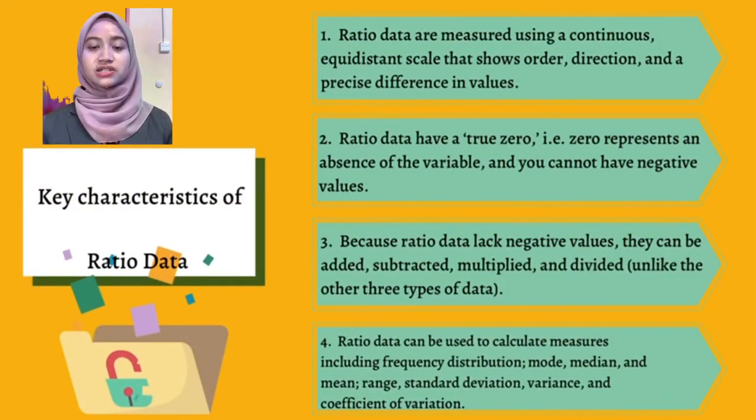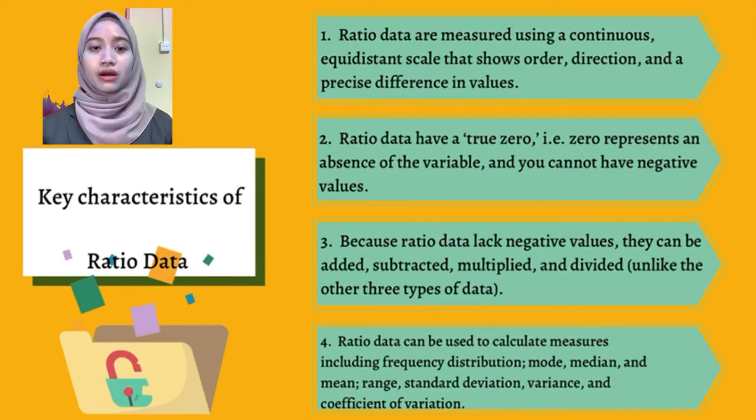Key characteristics of ratio data. Number 1, ratio data is measured using a continuous equidistant scale that shows order, direction, and a precise difference in values. Number 2, ratio data has a true zero. Zero represents an absence of the variable and you cannot have negative values.